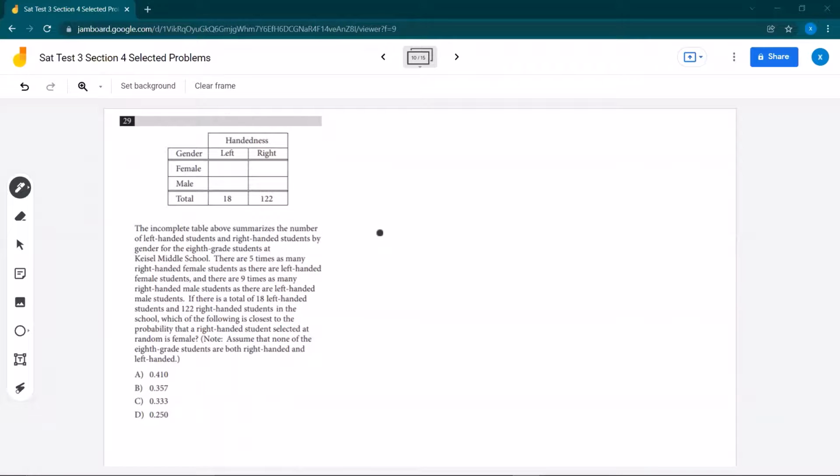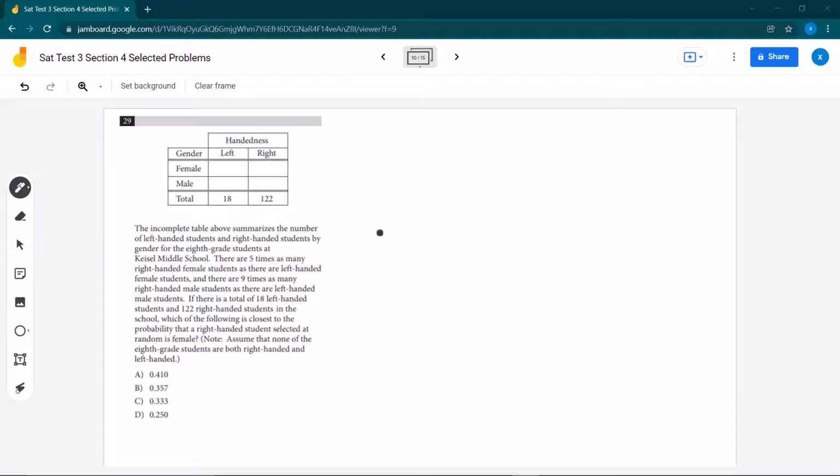Question 29. So we're given a table, and we're given some information about that table. It says the incomplete table above summarizes the number of left-handed and right-handed students by gender at the Kaysville Middle School for 8th graders. There are 5 times as many right-handed female students as there are left-handed female students, and there are 9 times as many right-handed male students as there are left-handed male students. There's a total of 18 left-handed and 122 right-handed students in the school. Which of the following is closest to the probability that if we were to select a right-handed student, they would be a female? And we're assuming that none of them are both.